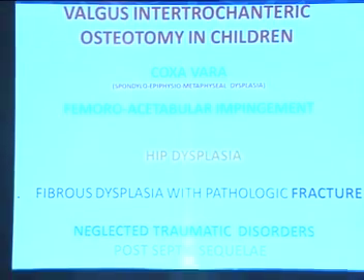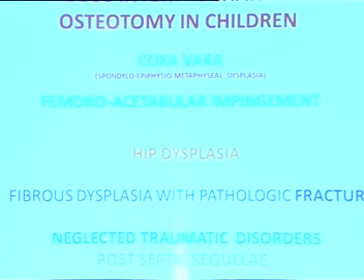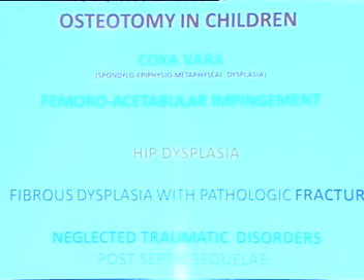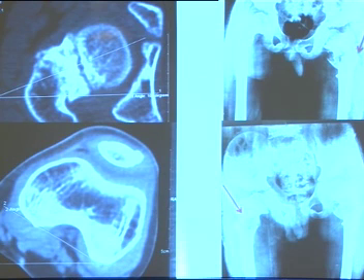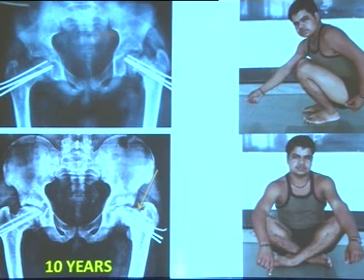Now these are the various conditions wherein you can do a valgus intertrochanteric osteotomy: coxa vara, femoroacetabular impingement, hip dysplasias, fibrous dysplasia with pathological fracture, neglected traumatic disorders, and excessive anteversion which you find here. Again we can do a valgus osteotomy with derotation procedure. Slipped capital femoral epiphysis: here after pinning, 10 years later you find again varus and cam-like lesion. So again I think a valgus osteotomy is a better choice.